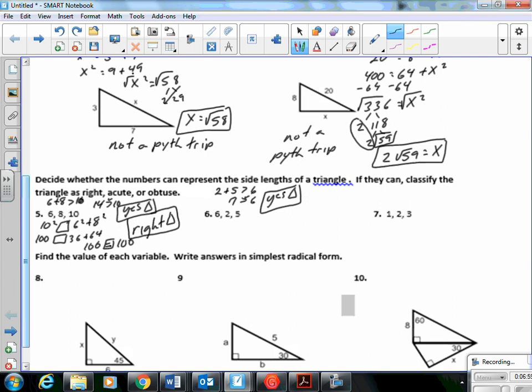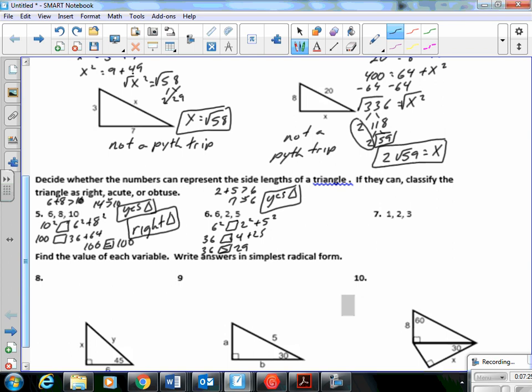We're going to say 6 squared compared to 2 squared plus 5 squared, or 36 compared to 4 plus 25, or 36 compared to 29. So 36 is greater than 29.